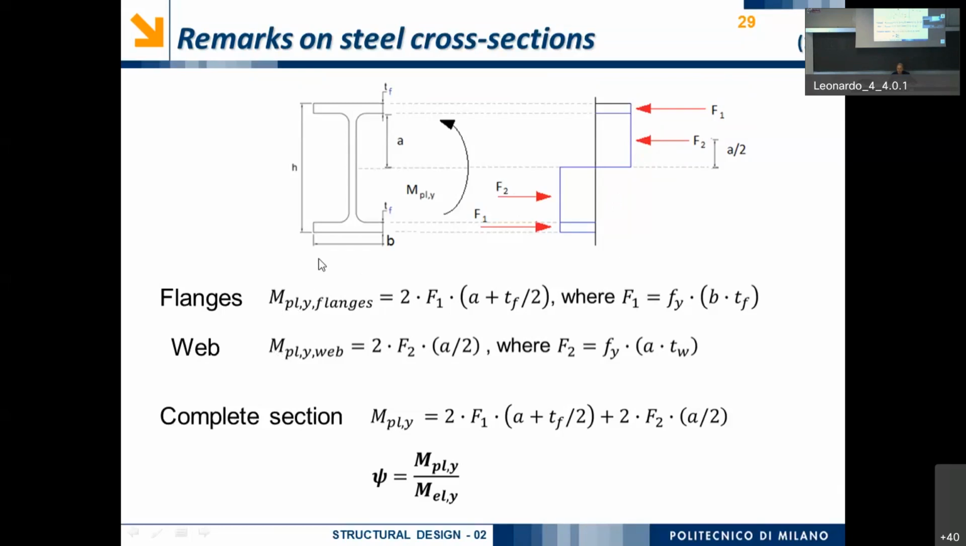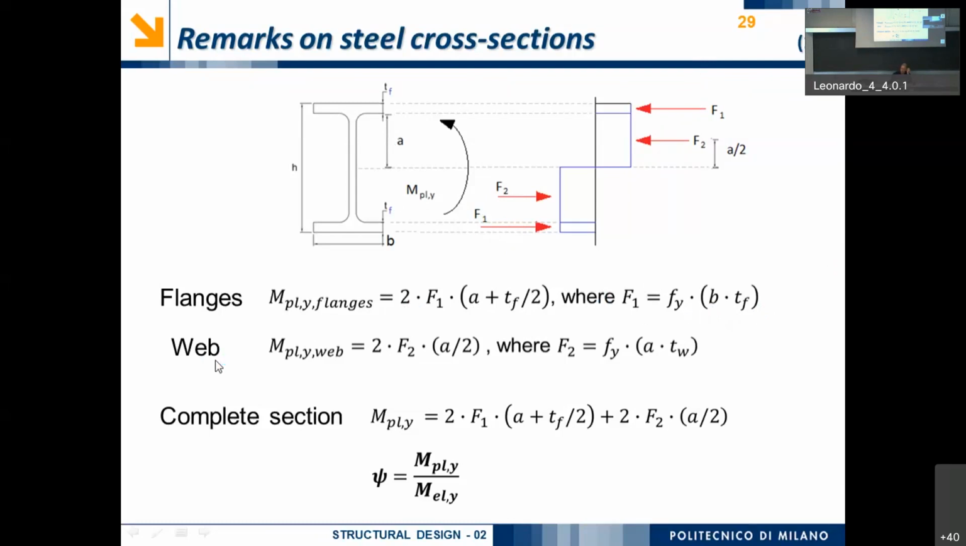So it is very easy, in this case, to evaluate the plastic bending moment carried by the flanges, because it is simple, this resultant, F1, okay, times the distance, or if we prefer 2 times F1 times this distance A plus TF over 2. Of course, F1 is simply the area of the flange, B times TF times Fy, okay?